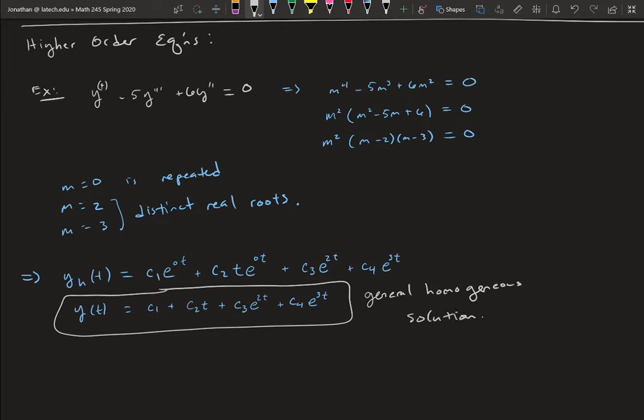So you basically just follow the same guidelines from quadratic. If you have distinct roots, they just get added. If it's repeated, it gets multiplied by t. If it's repeated multiple times, you just keep multiplying by t. In this case we had 2 copies. If we had 3 copies, I would multiply by t squared. If I had 4 copies of a root, I would multiply by t cubed, and so on.